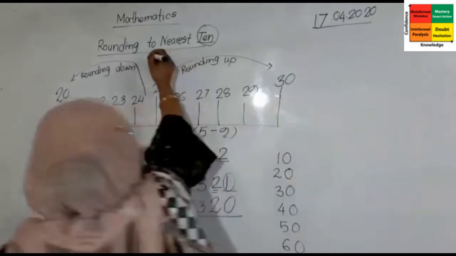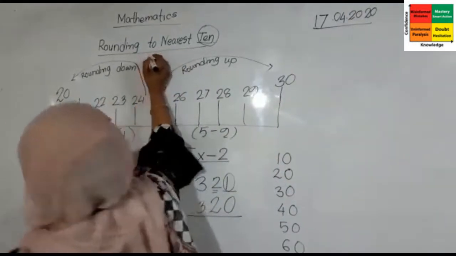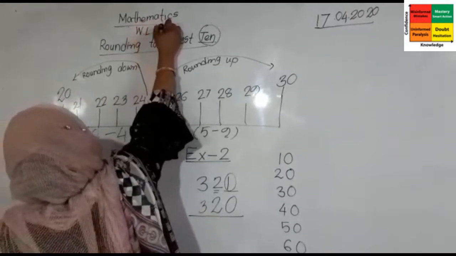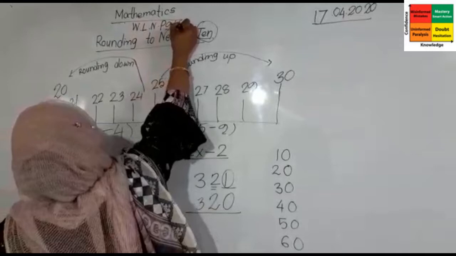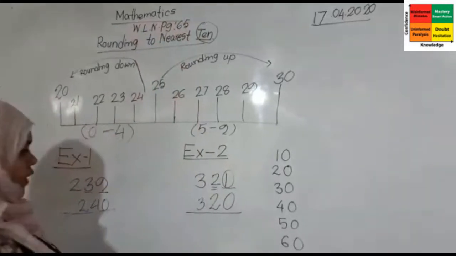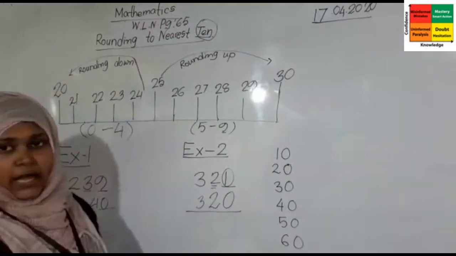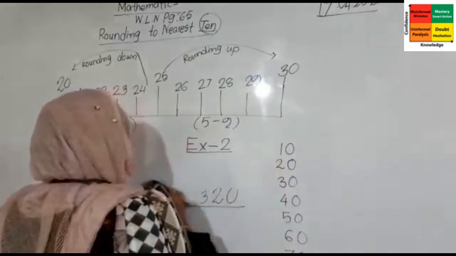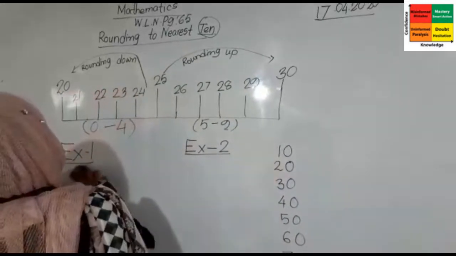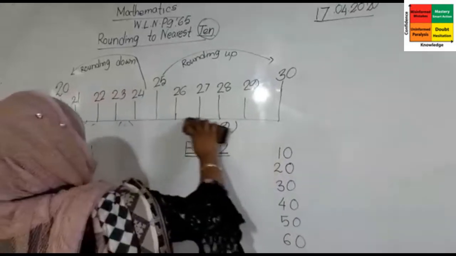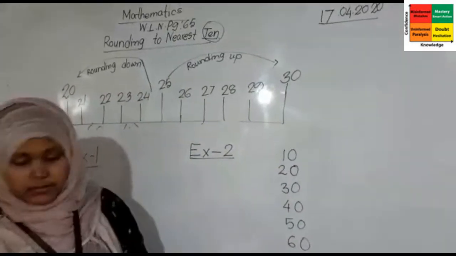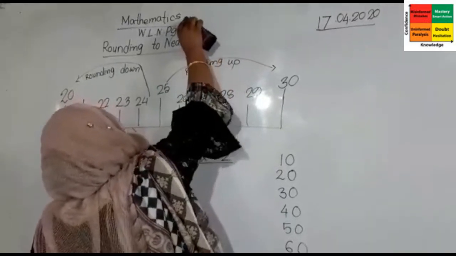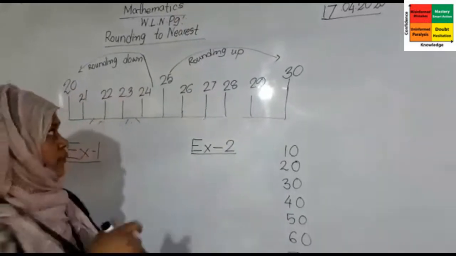You can do page number 65. We learn page 65 in this way, following this pattern. I hope it's clear to you. Now I'm going to go for the nearest 100. I'm going to discuss nearest 100 with you.